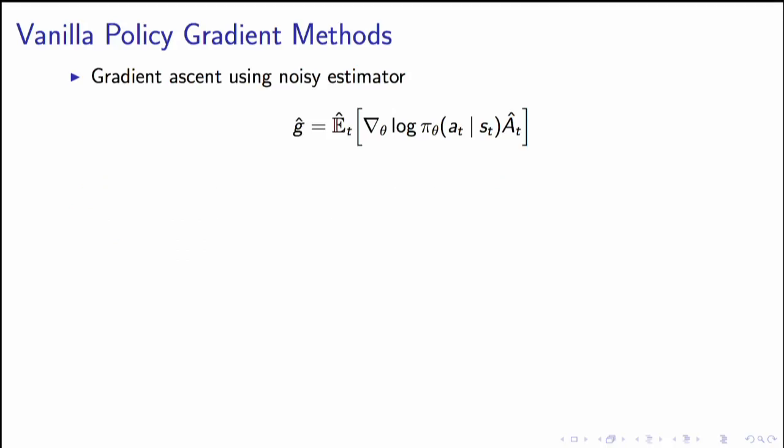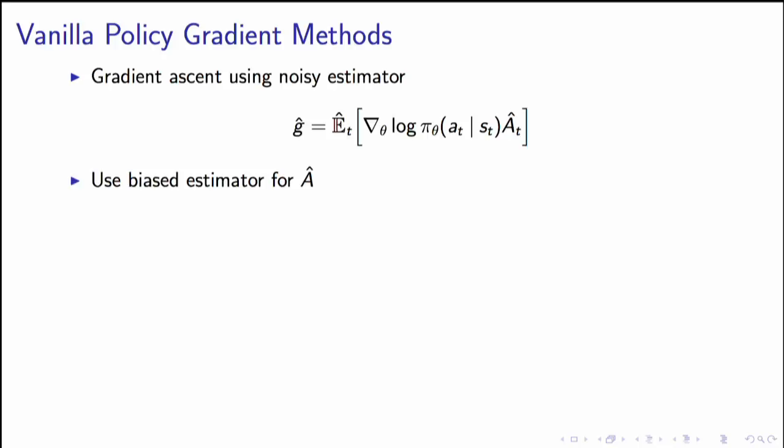So first, let's review just the vanilla policy gradient methods that we're trying to improve upon. In policy gradient algorithms, you're doing gradient descent using some noisy estimator of the policy gradient. And this estimator has the form grad log probability times the advantage function at each time step. And this involves some expectation, where you're taking an expectation over trajectories that you sample where the agent interacts with the environment, and you're averaging over time.